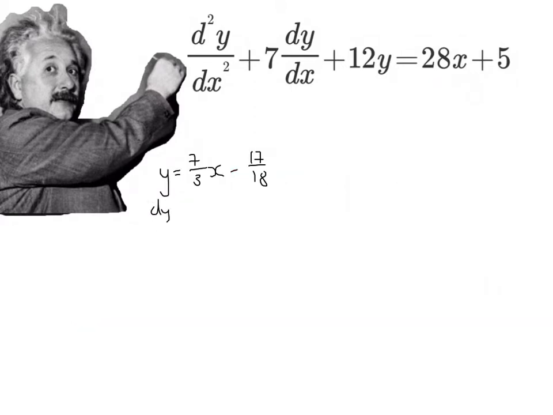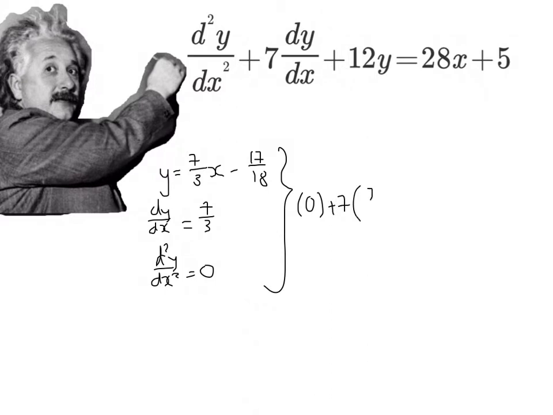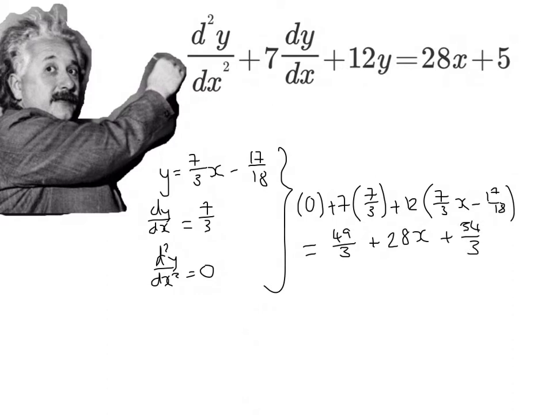Okay, so dy by dx, if y is 7 over 3x minus 17 over 18, is 7 over 3, and d squared y by dx squared equals 0. If we put all these into the equation, we get the second derivative plus 7 lots of the first derivative plus 12 lots of the original function, minus 17 over 18, and if you simplify and tidy it all up, 49 over 3 plus 28x plus 34 over 3, which is 28x plus 5. Brilliant. We found it. So we found our particular integral.